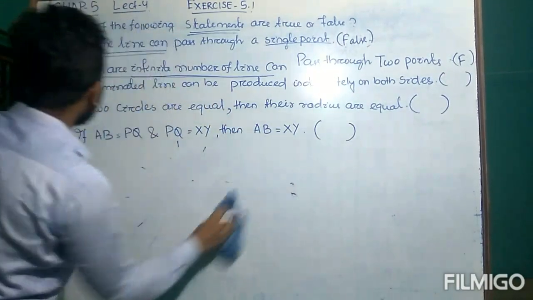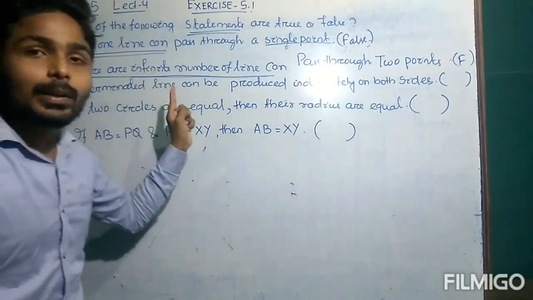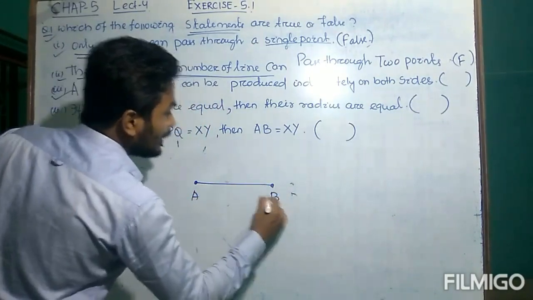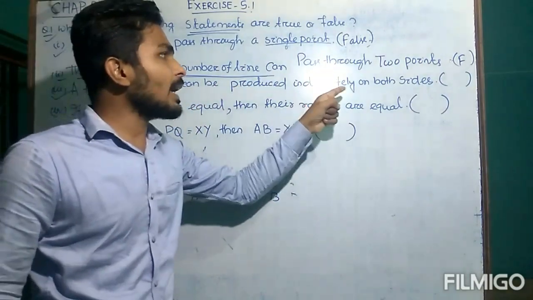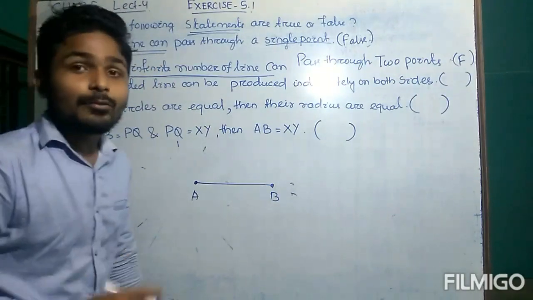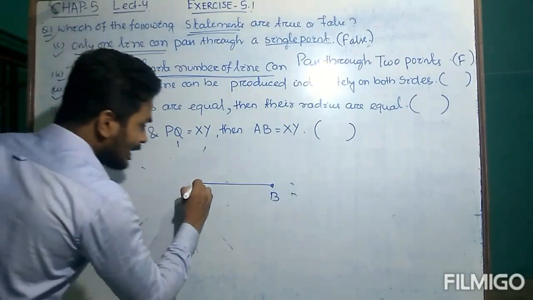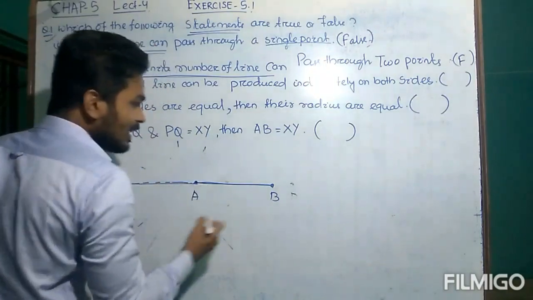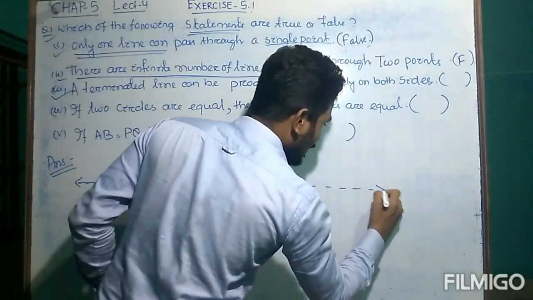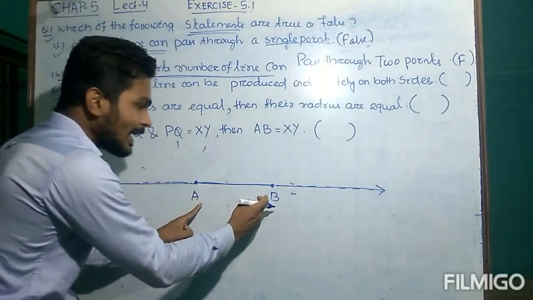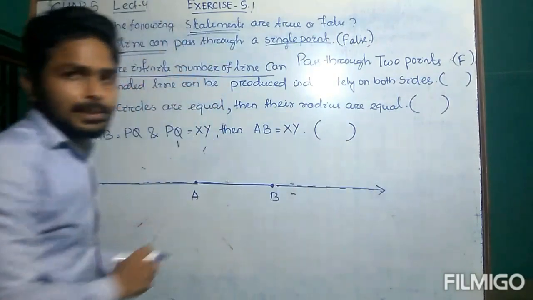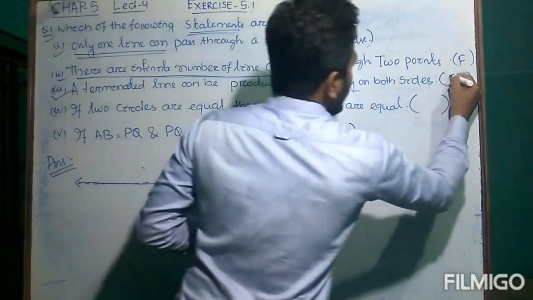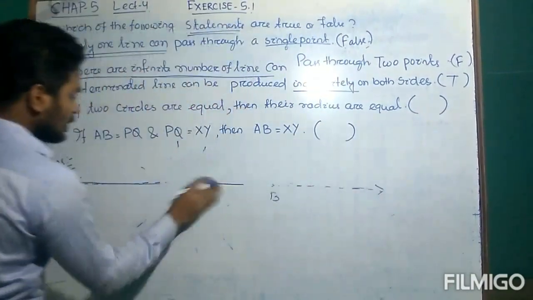The third question is about a terminated line. Terminated line means a line segment. A terminated line can be produced indefinitely on both sides. We have also studied in the 5 postulates of Euclid that a terminated line can be produced in this direction infinitely. Similarly, it can be produced in this direction also indefinitely. So the conclusion is that a terminated line or line segment can be produced in both directions infinitely. Indefinitely means infinite. So this statement is true.